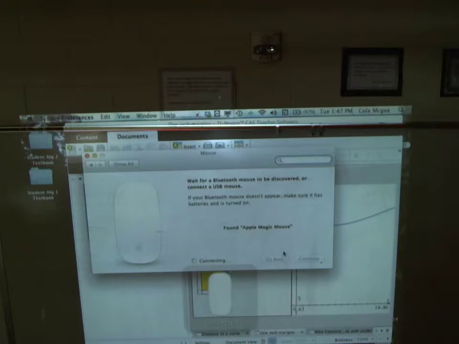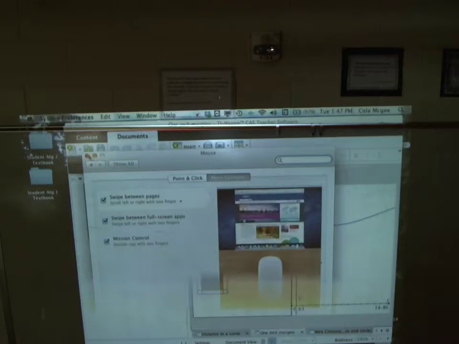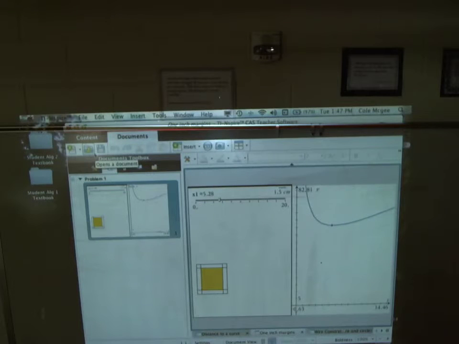Good mic. I know, with your new computer. Okay.